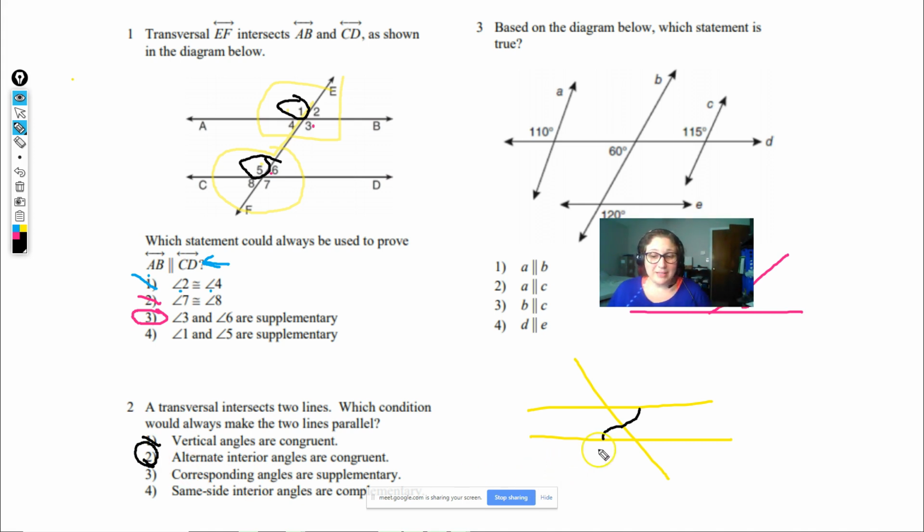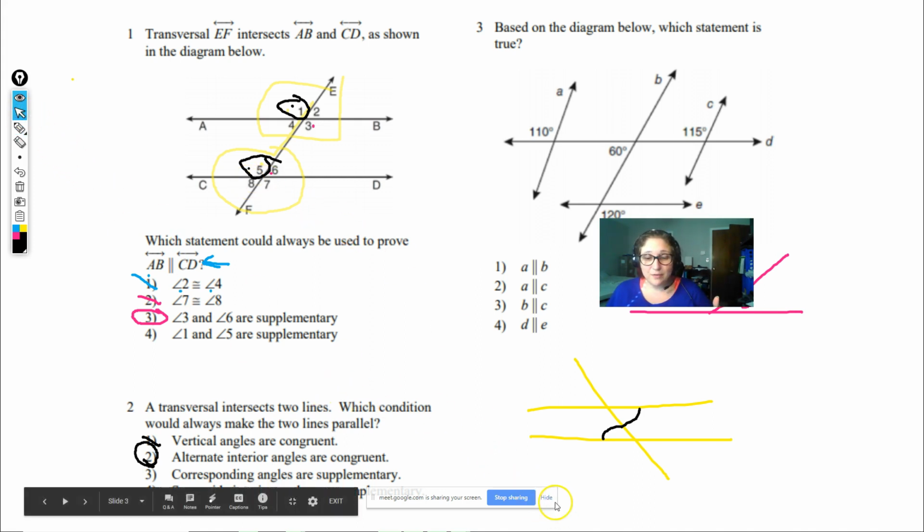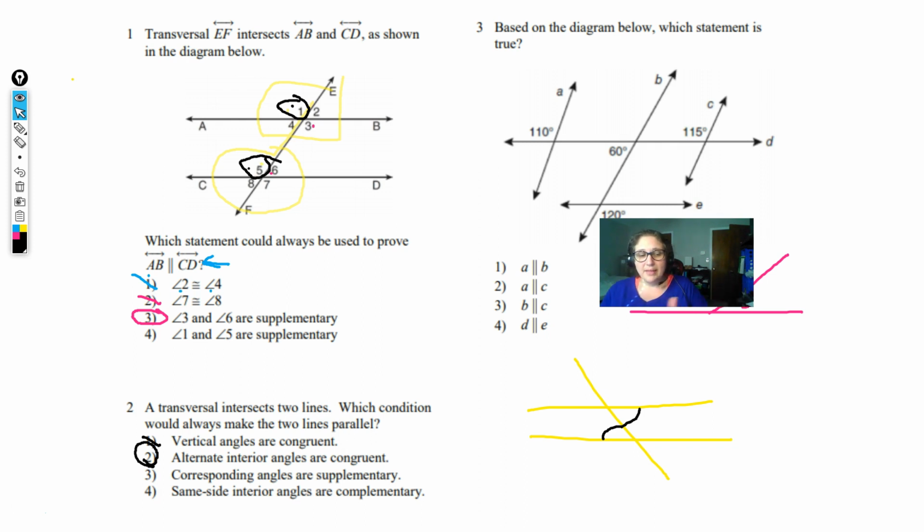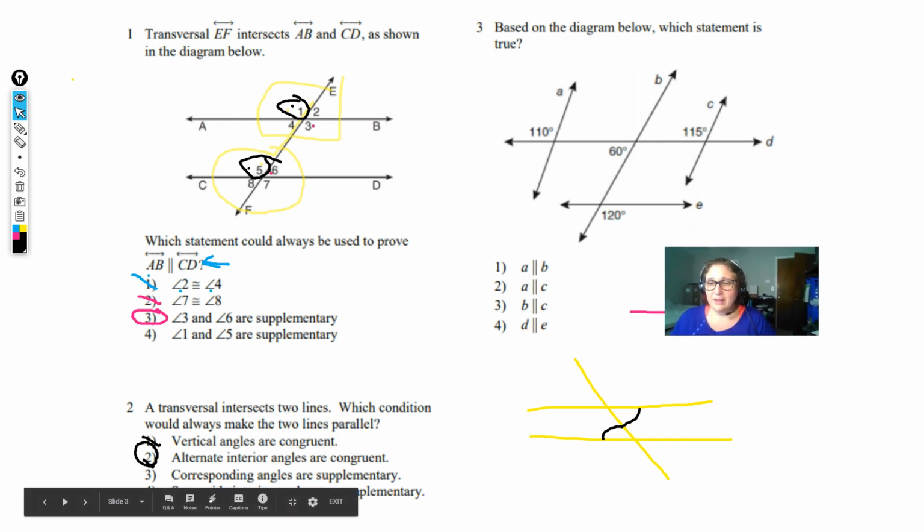Corresponding angles are supplementary. That's incorrect. Remember, again, corresponding angles would be angle 1 and angle 5 from before. Corresponding angles are congruent. Same side interior angles are complementary. That's false. Same side interior angles are actually supplementary. So that's why we're going to pick choice 2. All right, moving on. Ask questions if you need to ask questions.